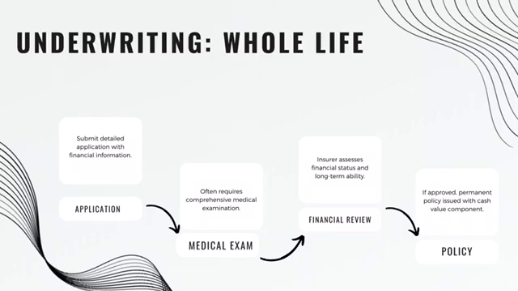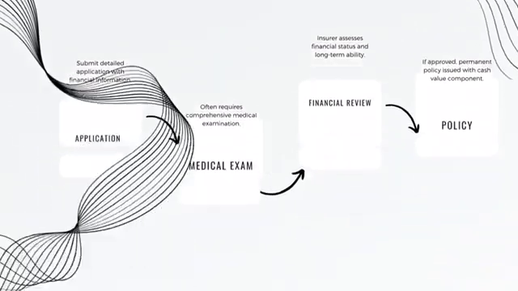Then we have underwriting of whole life. We have 4 steps. The first one is application. Submit a detailed application with financial information. Second step, medical exam. It often requires a comprehensive medical examination. Third step, financial review. The insurer assesses financial status and long-term ability. And the last step is policy. If approved, a permanent policy is issued with a cash value component.